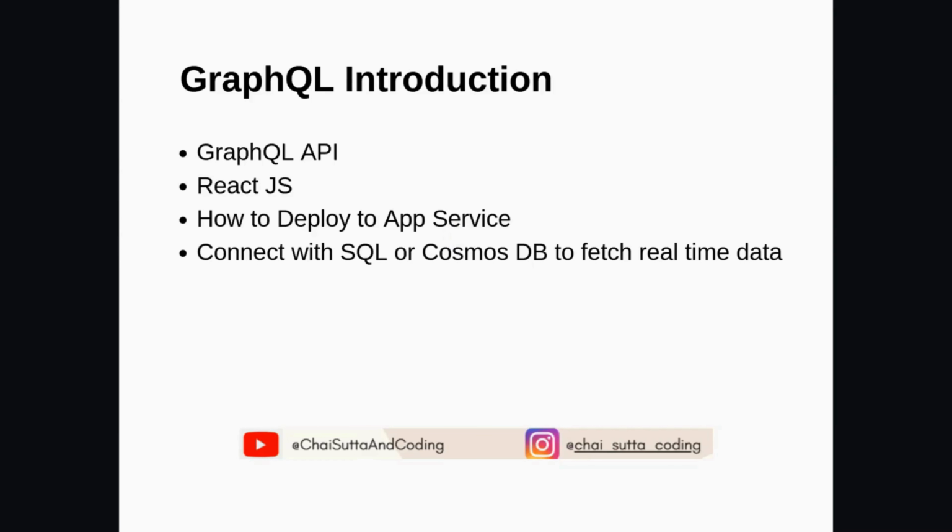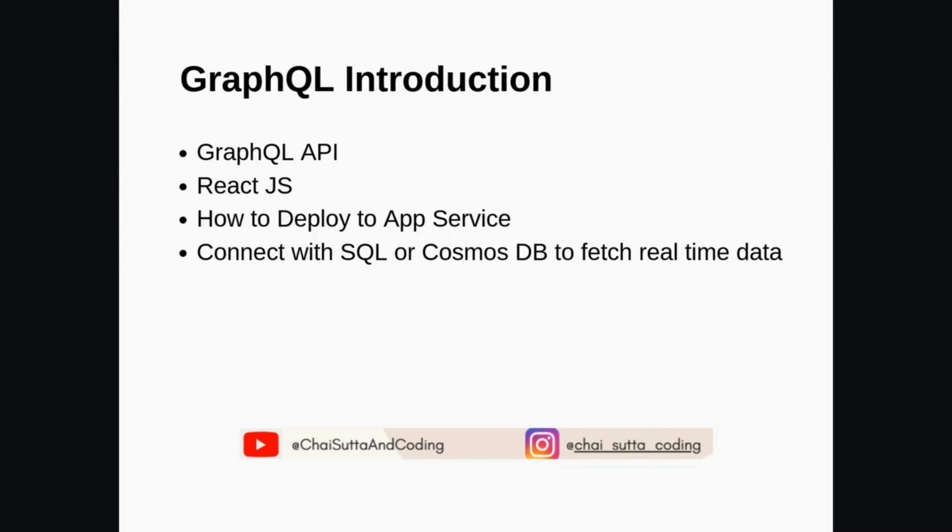Okay, so let me give you that overview again. In this video, we are going to create one GraphQL API from scratch, using Visual Studio, and the package which we are going to use is HotChocolate. Okay, there is one NuGet package that we are going to use to create the GraphQL API. So that activity we are going to do from scratch.